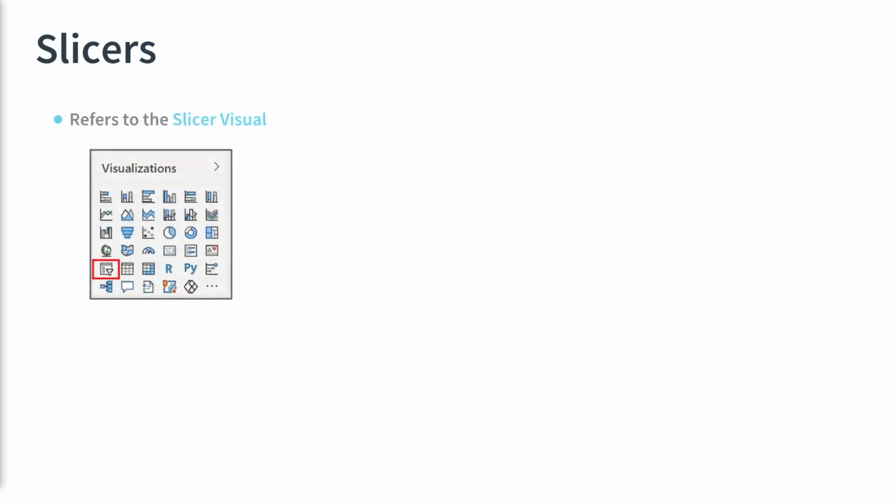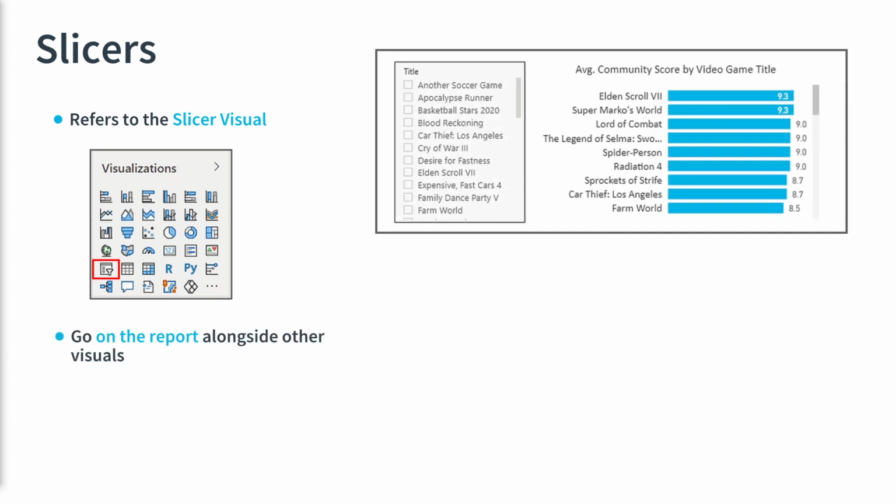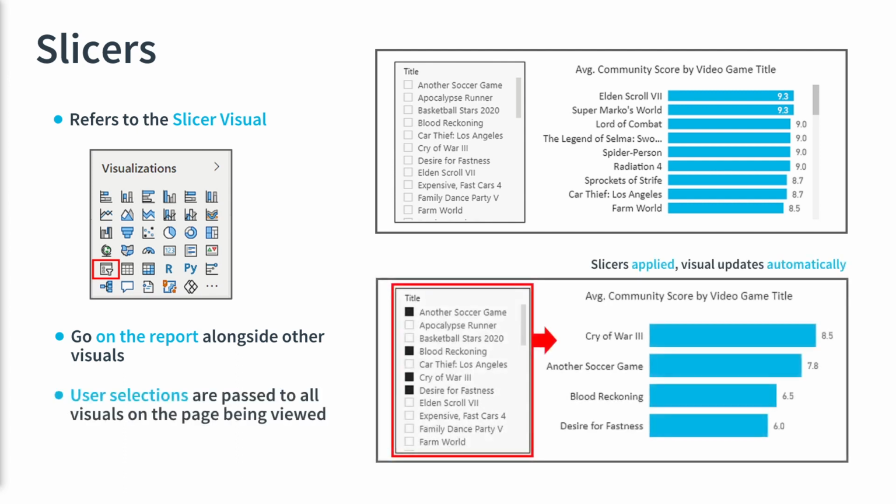Slicers are extremely similar to filters, except they refer to a specific visualization called the slicer visual. Unlike filters, slicers go on your report alongside other visuals, as you see in this picture, and are much more customizable, which we will discuss later in this lesson. Slicers work the same way filters do. Users make selections to filter the underlying data, and visuals on the page update automatically.